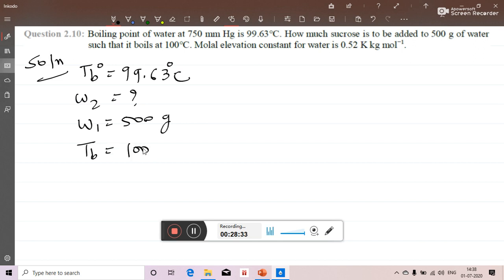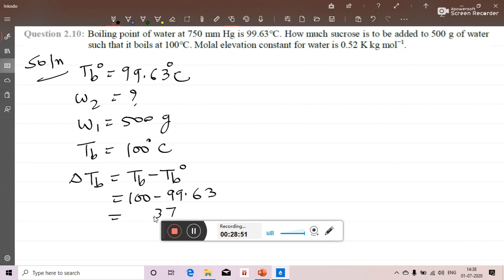Now here delta TB is equal to TB minus TB naught. So that is equal to 100 minus 99.63. So that will come out as 0.37 degree Celsius. Now difference in degree Celsius and Kelvin is same. So that will be 0.37 Kelvin. Now Kb is given. Okay, molar elevation constant is given. That is 0.52 Kelvin kilogram per mole.